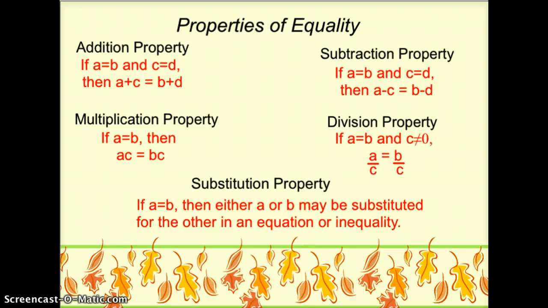Division property. If you have two numbers that are equal and you're dividing them by the same number, C, you will find that A divided by C is equal to B divided by C. The substitution property is something that you've used quite a bit, you just never knew that there was a formal name for it. If A is equal to B, then either A or B may be substituted for the other in an equation or in an inequality.